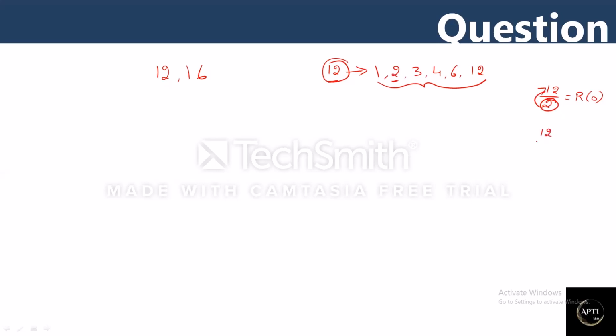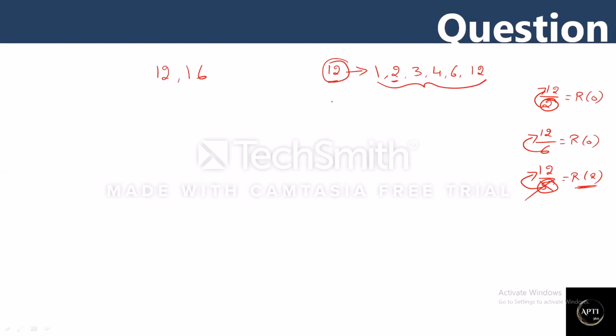Suppose I say 6 is a factor of 12. What will be the remainder here? The remainder will be 0, because 12 is exactly divisible by 6, so 6 is a factor of 12. Suppose I say 5 is a factor of 12, can I say that? No, here the remainder is 2. When we get any remainder other than 0, that number cannot be called a factor of the given number. So 5 is not a factor of 12. This is a simple way of understanding factors.